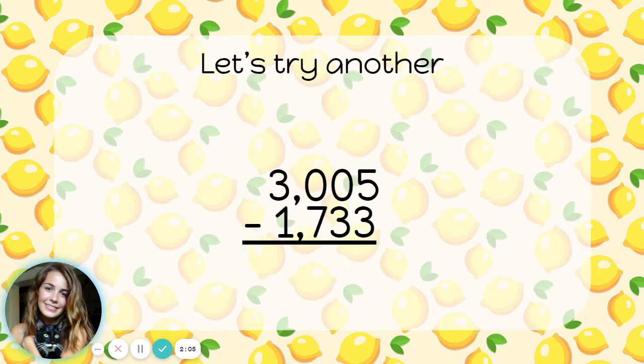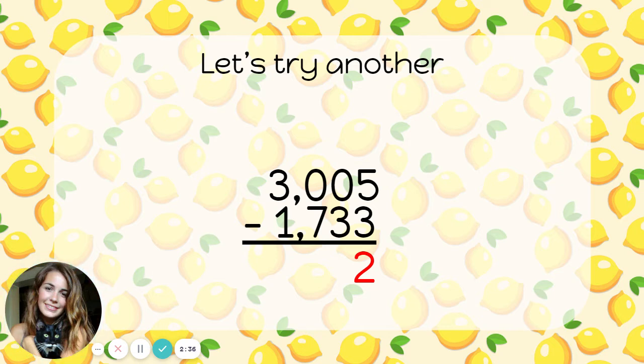Let's try another. One mistake that people make is to go ahead and regroup the whole top number without even stopping to look at the ones place. You don't need to regroup the whole number all the time. Like, look at the ones place in this problem. 5 minus 3. I can do that. That's 2. I don't need to do any regrouping yet. Only regroup when you need to. Otherwise, you're going to get messed up.